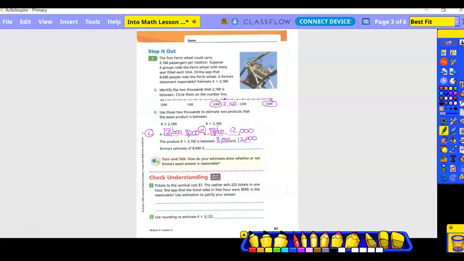Emma's estimate of 8,640 is what? Is it reasonable or not reasonable? Reasonable, right? Because is that number between the 2 that we got as a low and a high? Yes. Okay, so we can put reasonable.